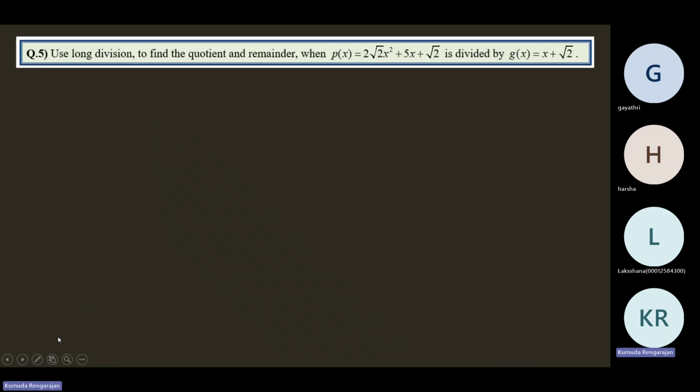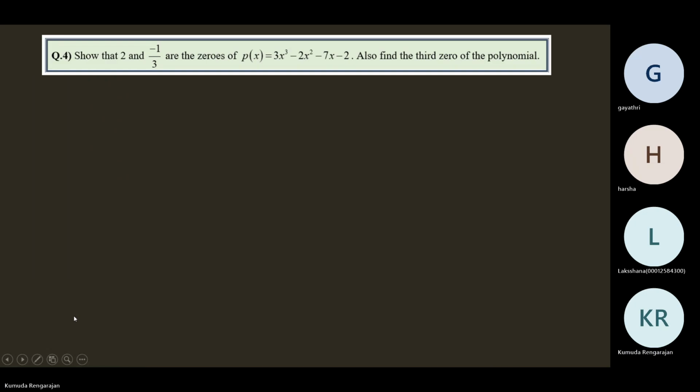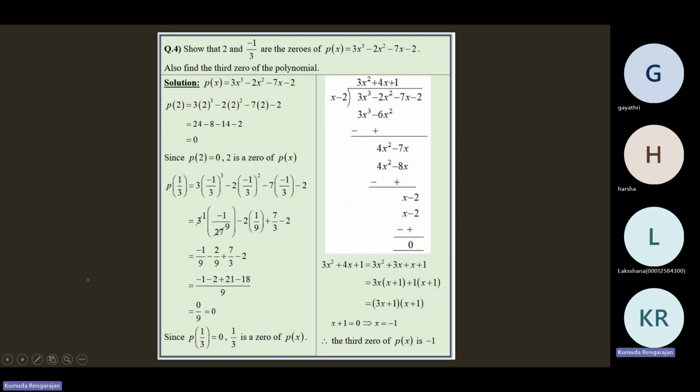The given polynomial is a cubic polynomial. We know a cubic polynomial has a maximum of 3 zeros. Two numbers are given to us. We'll have to show that these two numbers are the zeros of P of x. And you should also find the third zero. Okay, so how do you show that these two are the zeros? You must find the value of the polynomial. See, this is only x value.